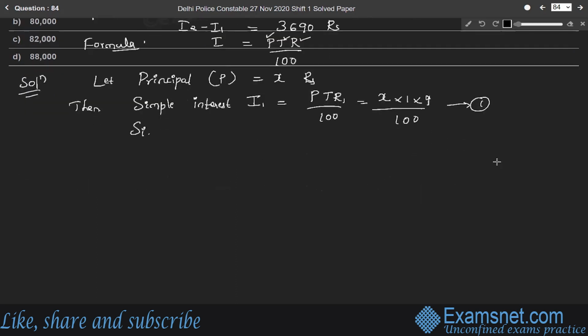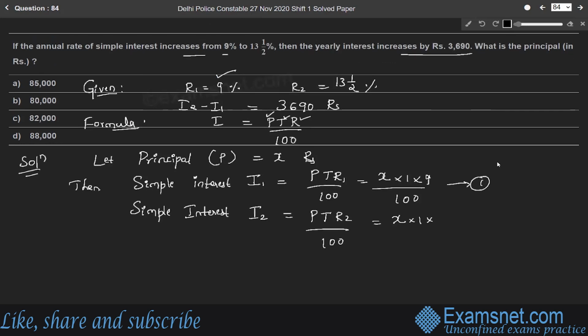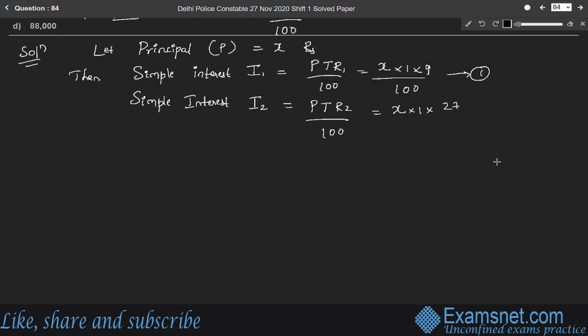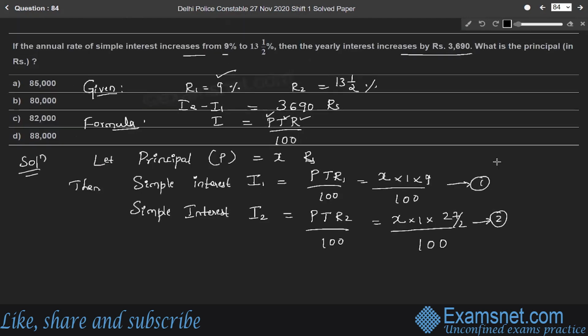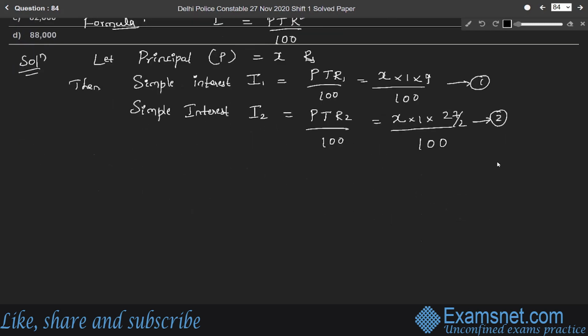Simple interest I2 becomes PTR2 by 100, where P is X, the time period is 1 year, and R2 is 13 and a half, 27 by 2, by 100. Consider this as equation 2. From the question, the difference in the simple interest is 3690, that is I2 minus I1 is 3690.